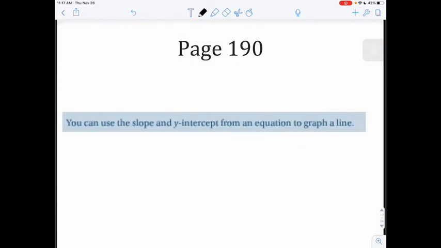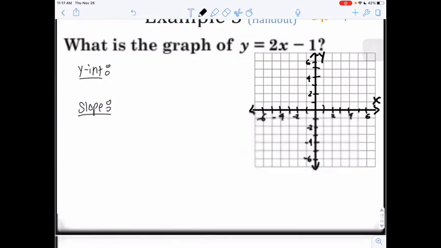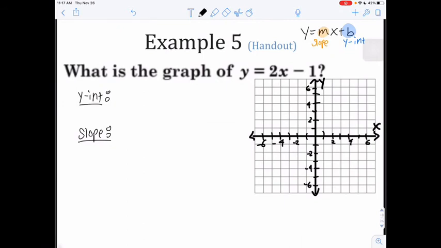On page 190, we have: you can use the slope and y-intercept from an equation to graph a line. So example 5, we're going to go backwards from example 3. Example 3, they gave us the graph and we made the equation. Now they are going to give us the equation and we're going to create the graph. It says, what is the graph of y equals 2x minus 1?